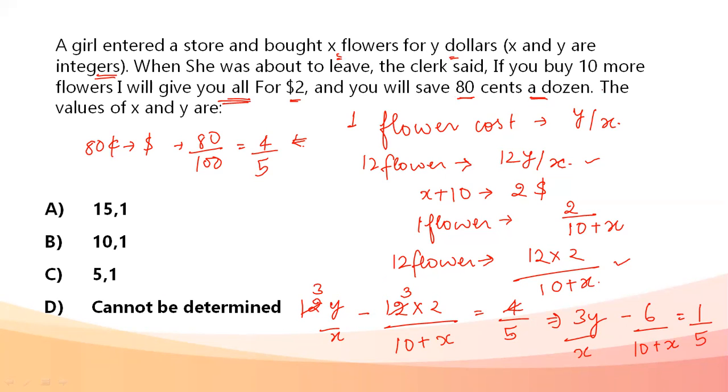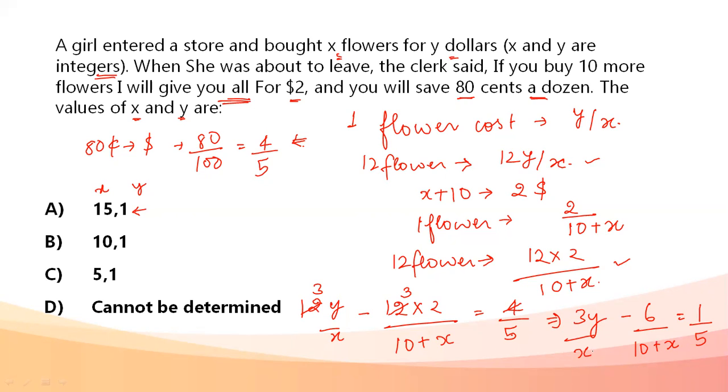Going with respect to the options, the values of X and Y are given in the options respectively. So let's go for the first option, option A. X is 15, Y is 1. So this becomes 3 into 1 divided by 15, which is 1 by 5, minus 6 by 10 plus 1, which becomes 11.